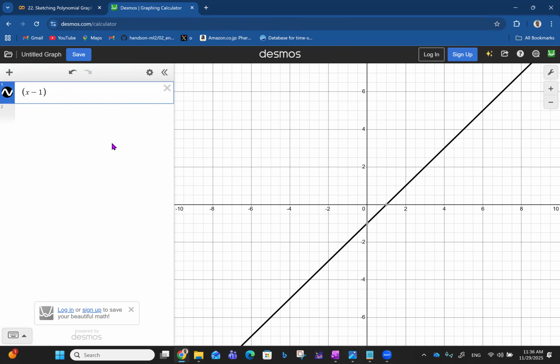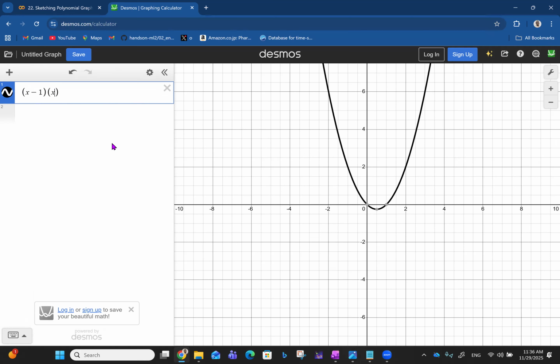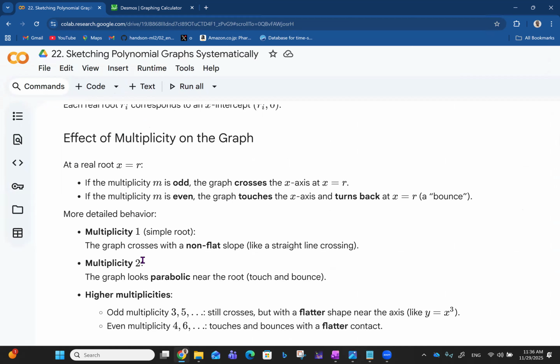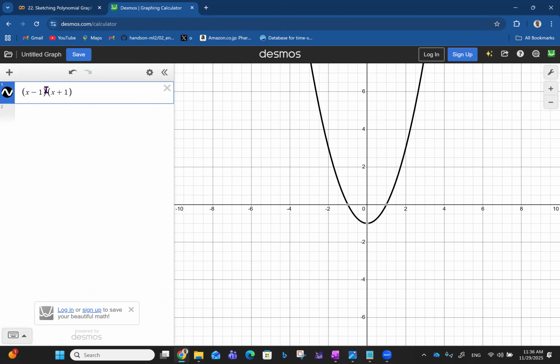Okay, into x plus 1, right? So the solutions to this expression will be 1 and minus 1, with multiplicity 1 each. So you see they cross the x-axis at those points. For multiplicity 2, the graph looks parabolic near the roots. It will touch and bounce. I mean, we've done this a couple of times also.